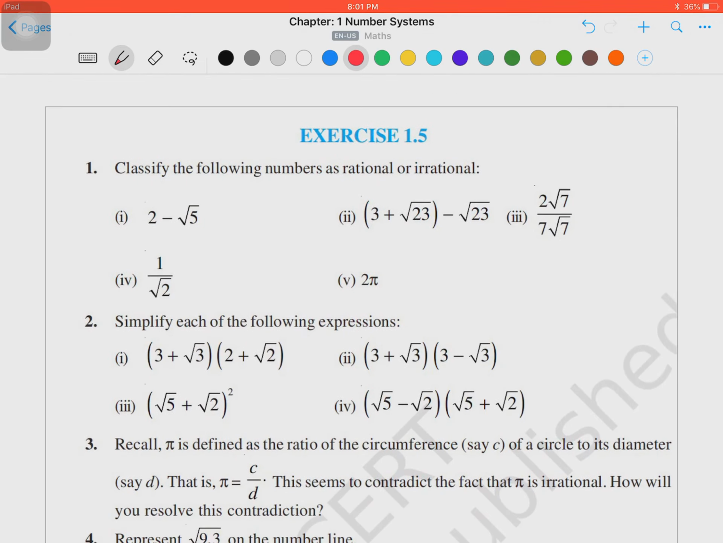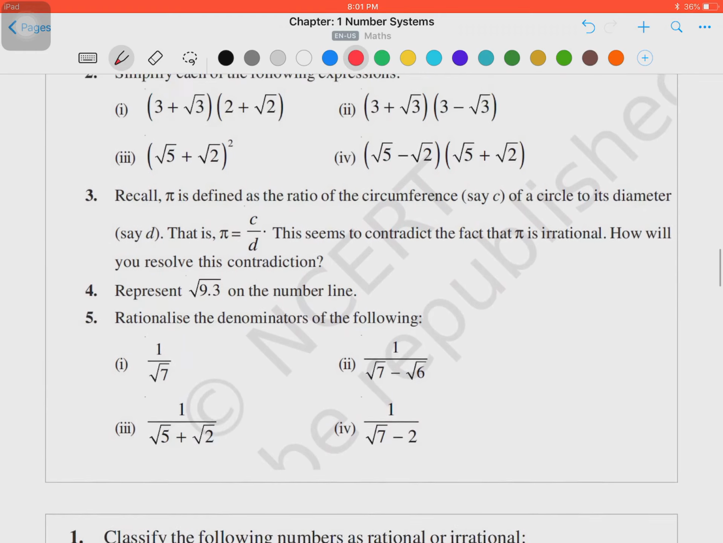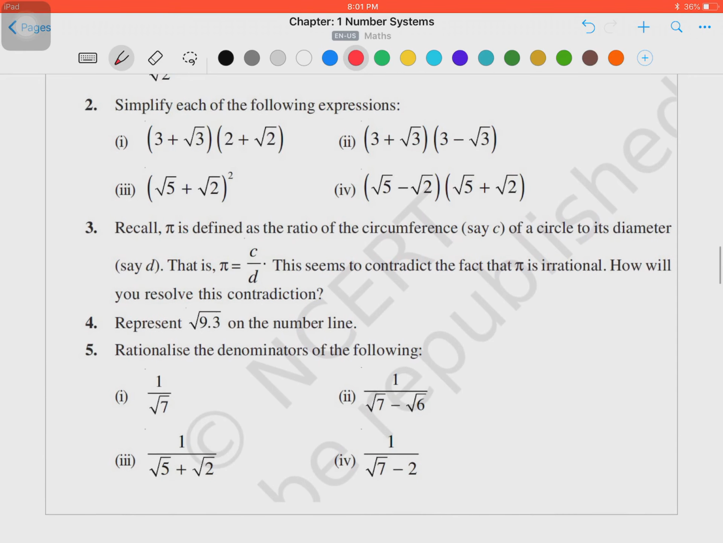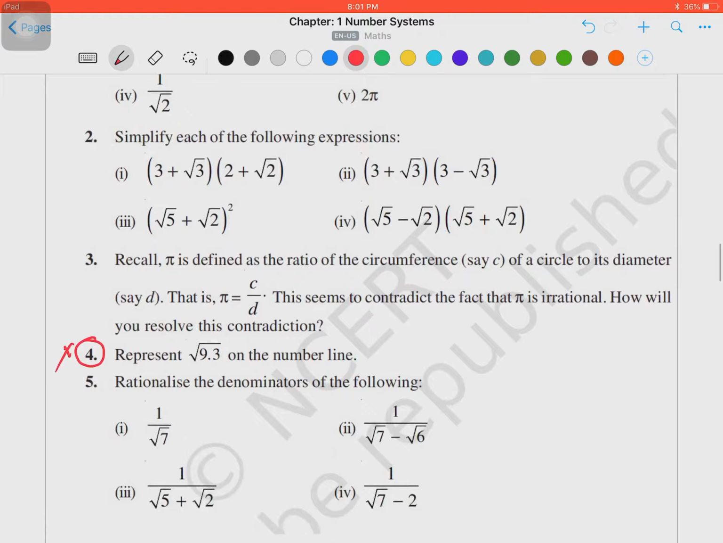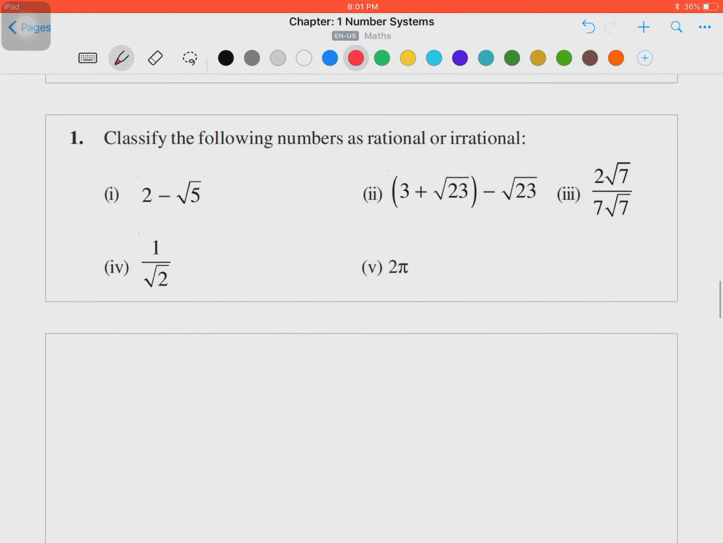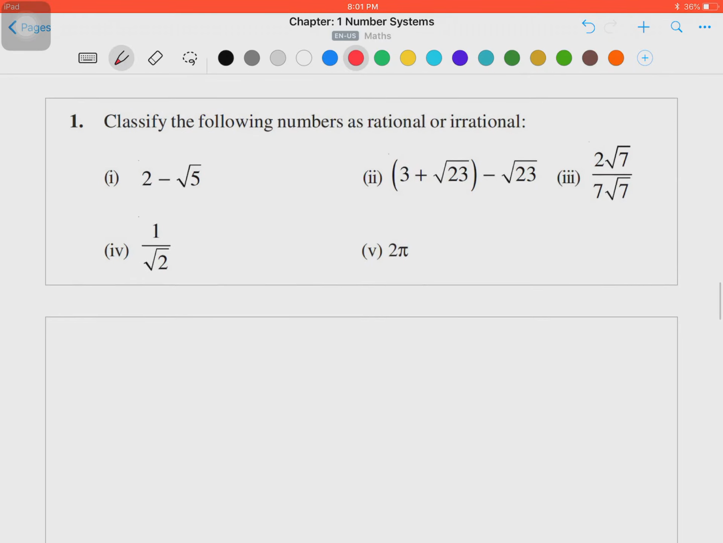Okay, after this we have exercise 1.5. This exercise in total has 5 questions. Okay, we will not do question number 4 in this video, because we will cover this topic in the next video with exercise 1.6. Okay, we'll do the remaining 4 questions here. So the first question here is, classify the following numbers as rational or irrational.